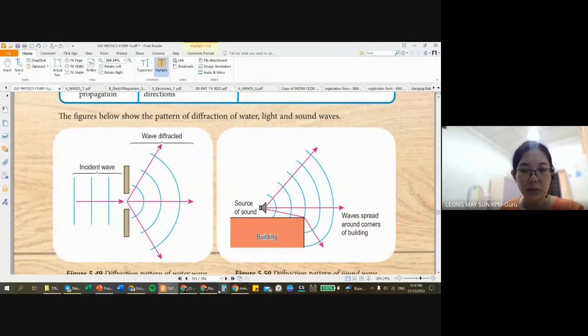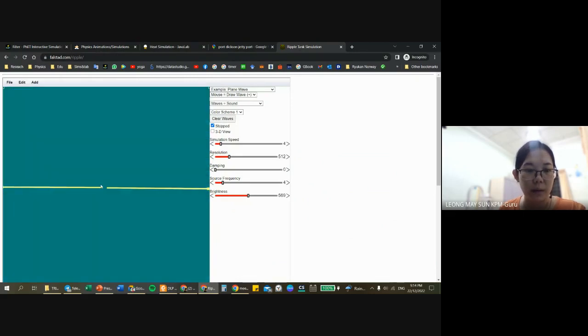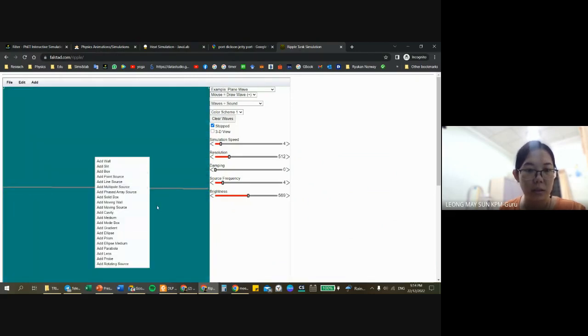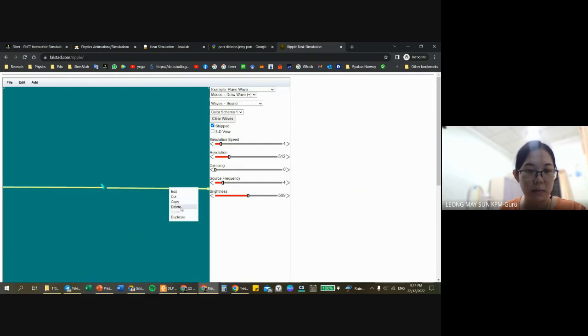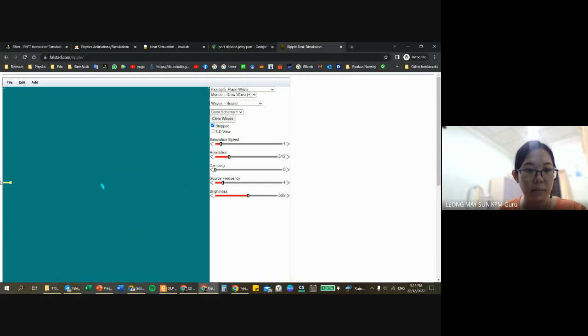Now I'm going to show you a few more things using this simulation. I'm going to change this, and I'm just going to add a wall.